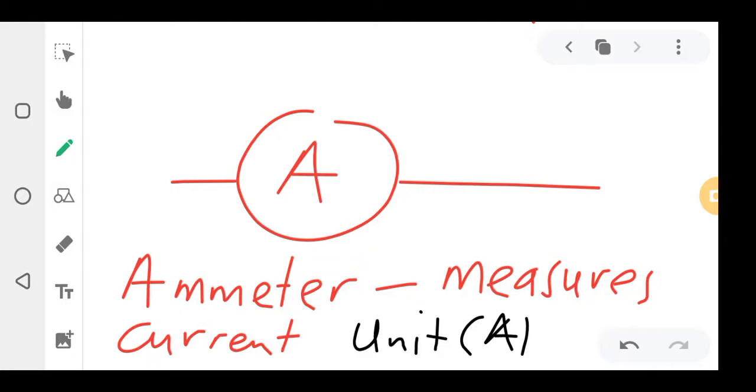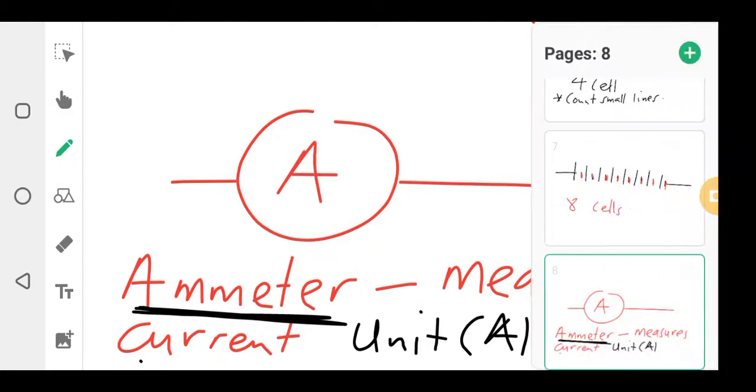What does the ammeter do? This instrument with A is called the ammeter. It measures current. The unit for current is A, which is the ampere.